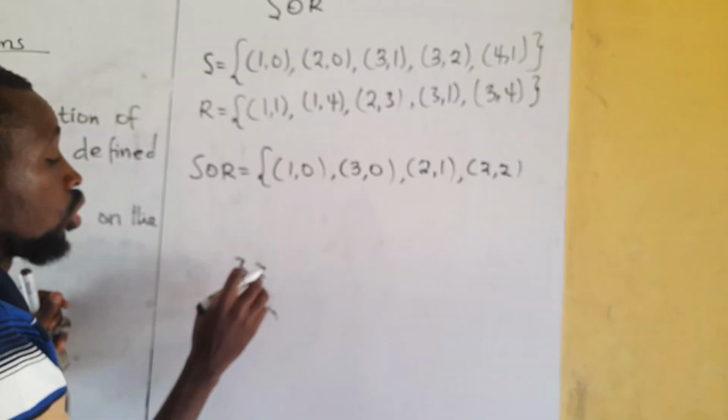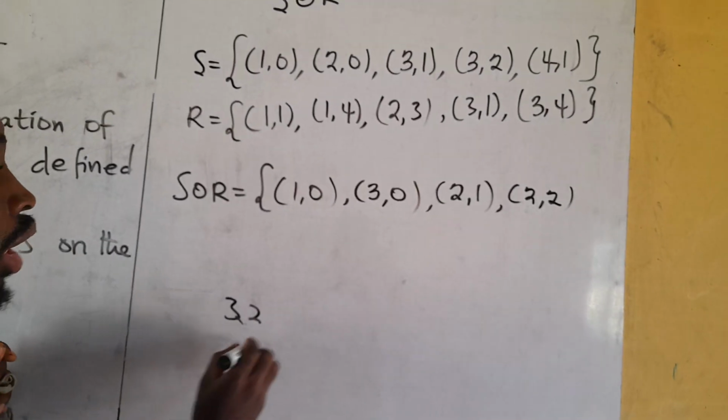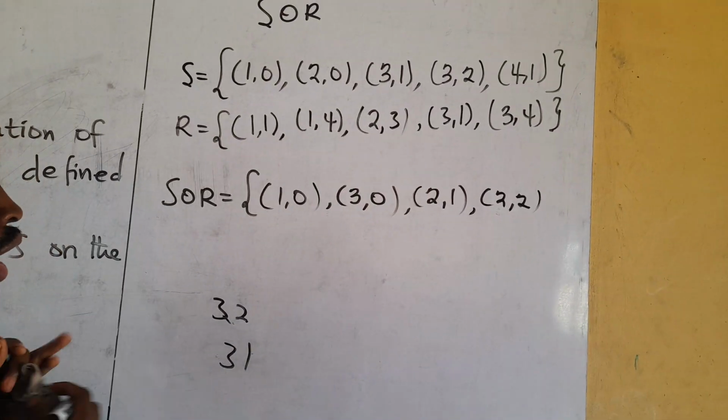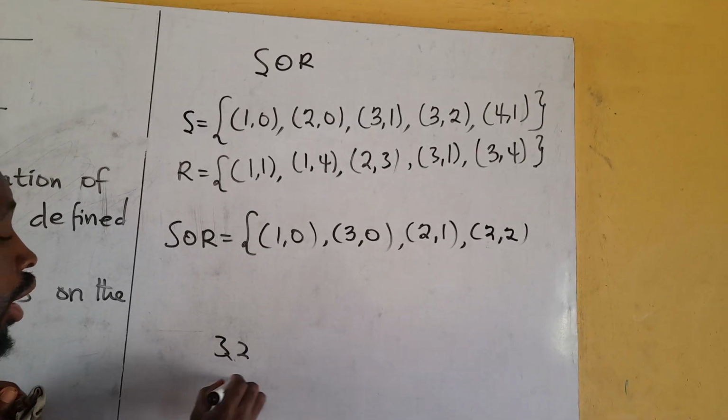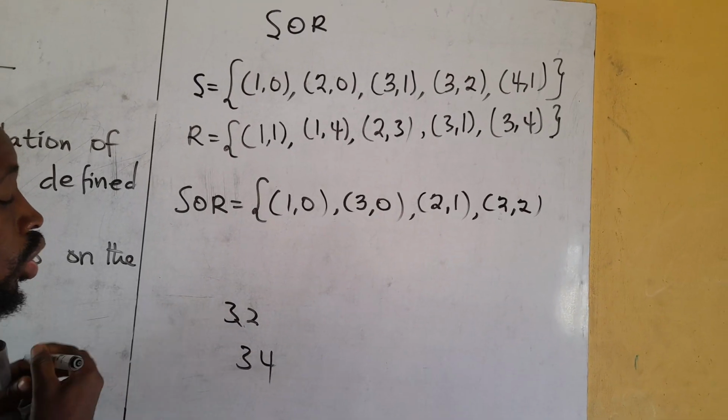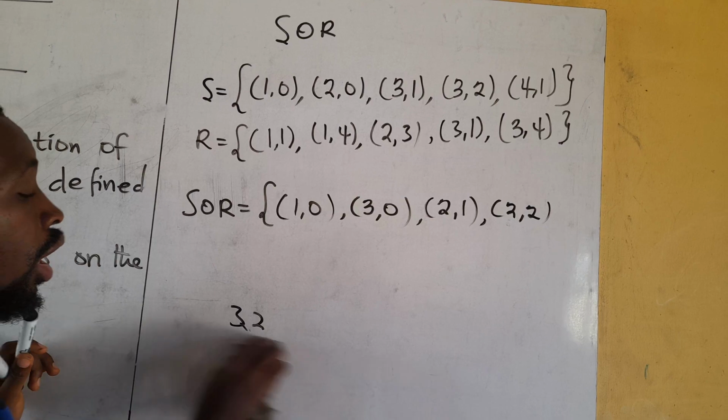We are still on 3 2. 3 2 against 3 1. Against this 3 1, there is no such corresponding. 3 2 against 3 4. There is no such corresponding. So we are done with the 3 2.